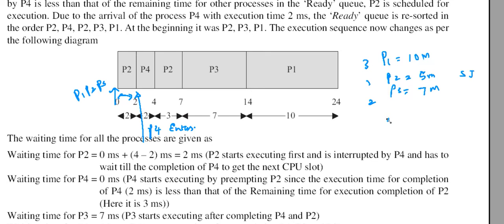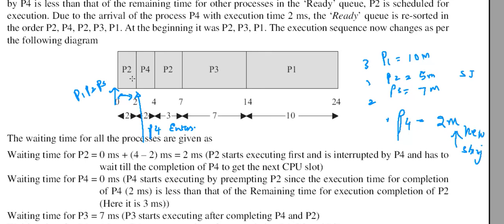P4 is actually a 2 millisecond job. It appeared after 2 milliseconds. Now the shortest job is 2 milliseconds. The remaining job of P2 is 3 milliseconds. So which one is actually shortest now? New shortest job is this one.